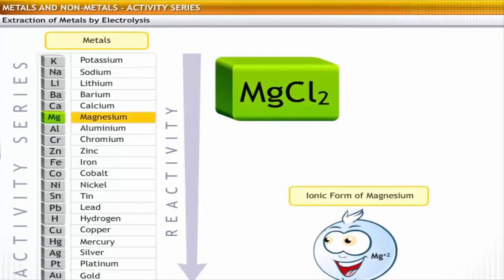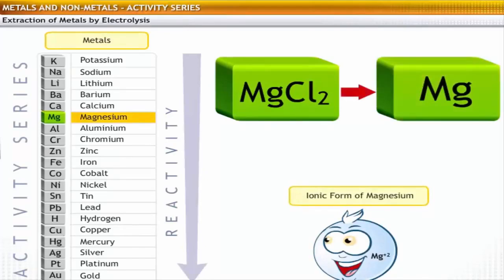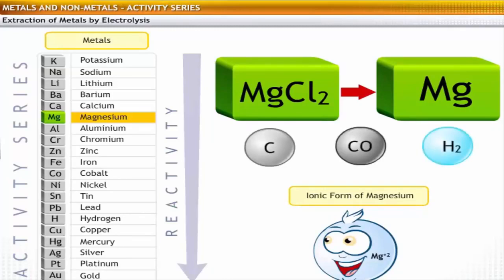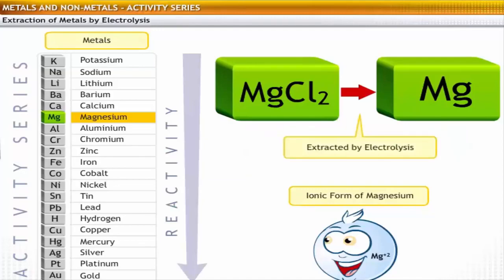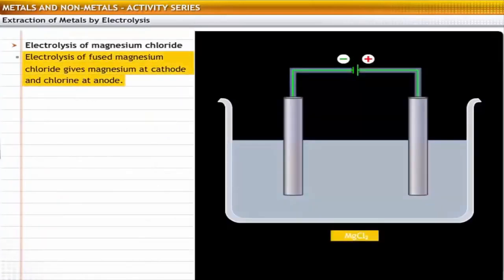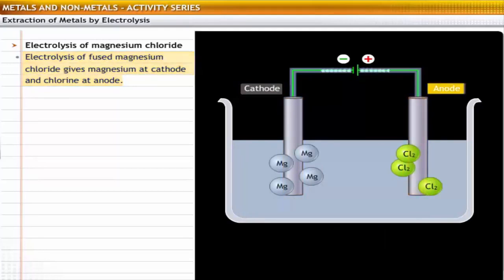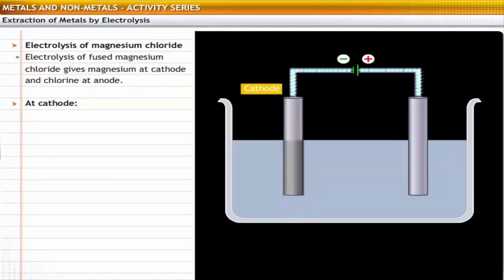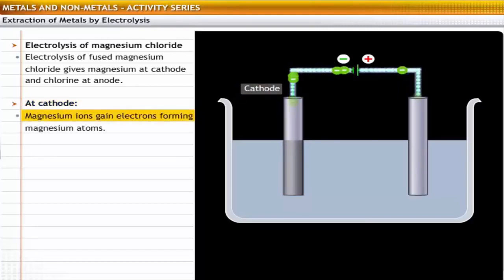Consider magnesium chloride ore. Magnesium is highly reactive and therefore cannot be reduced by common reducing agents like carbon, carbon monoxide, and hydrogen. Therefore, magnesium is extracted by electrolysis. Electrolysis of fused magnesium chloride gives magnesium at cathode and chlorine at anode. During the reaction at cathode, the reduction of magnesium chloride occurs due to gain of electrons. Magnesium ions gain electrons forming magnesium atoms.